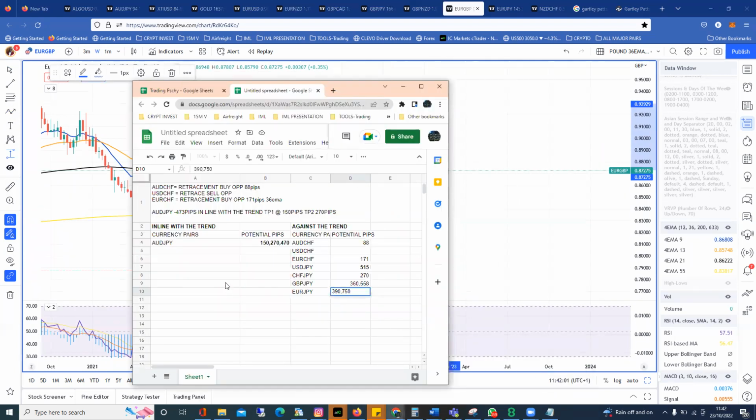So we say in line with the trend. EURGBP, excuse me, I'm going to get my door here, one second.